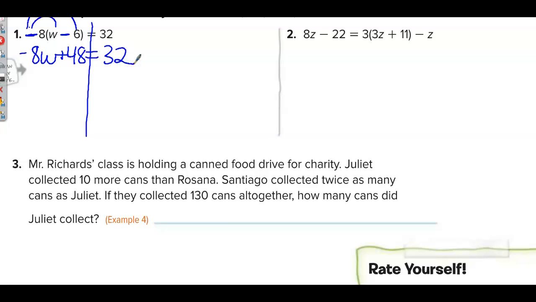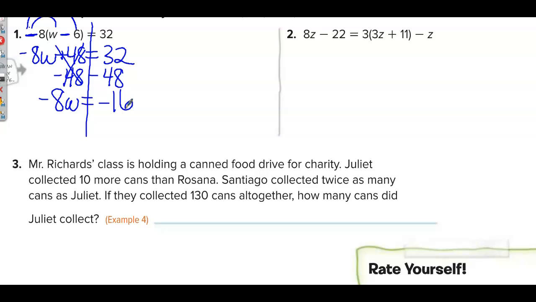Gavin, what should I do next? Okay, so if I did that, would there be anything left? No. So what should I do instead? What do you think? Yeah, I agree. I want to get that 48 to the other side so that I still have things on both sides. So I'm left with -8W, 32 minus 48, which is -16. Jaden, what's the last thing I should do?